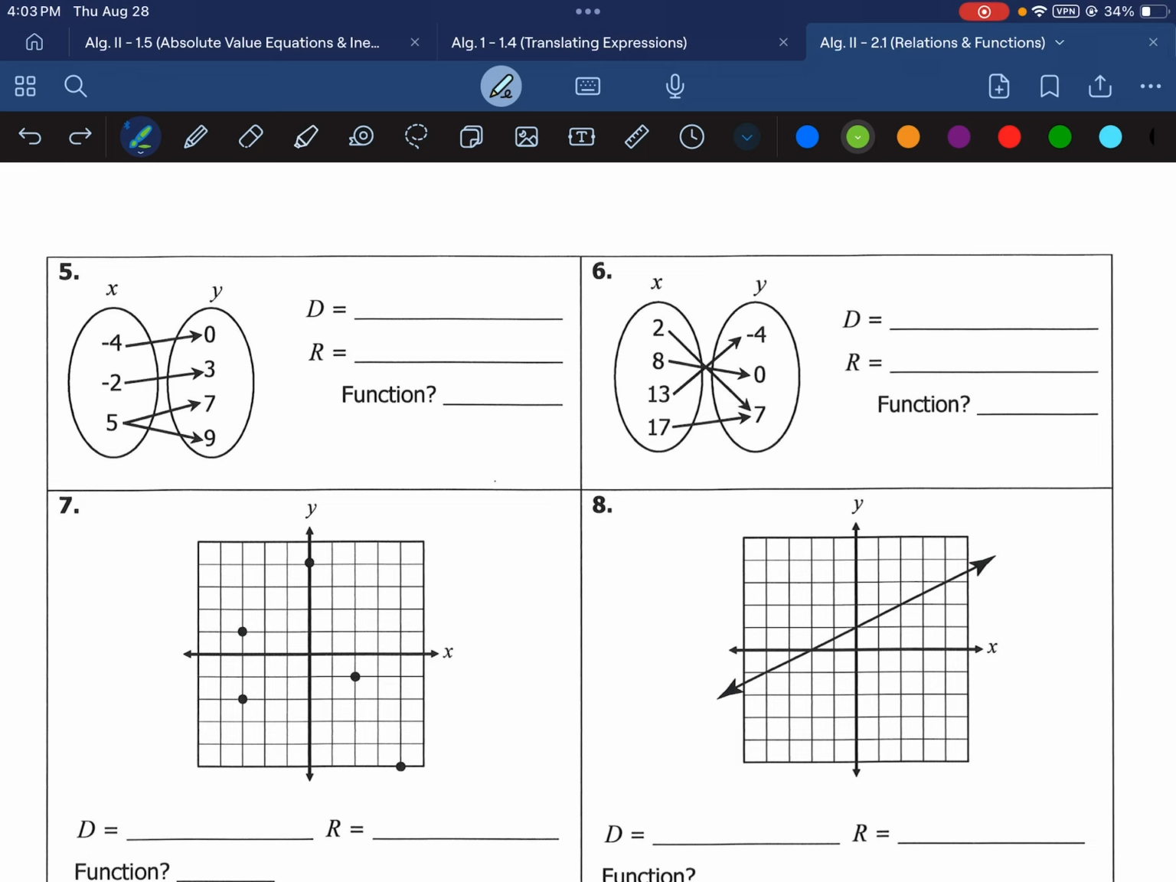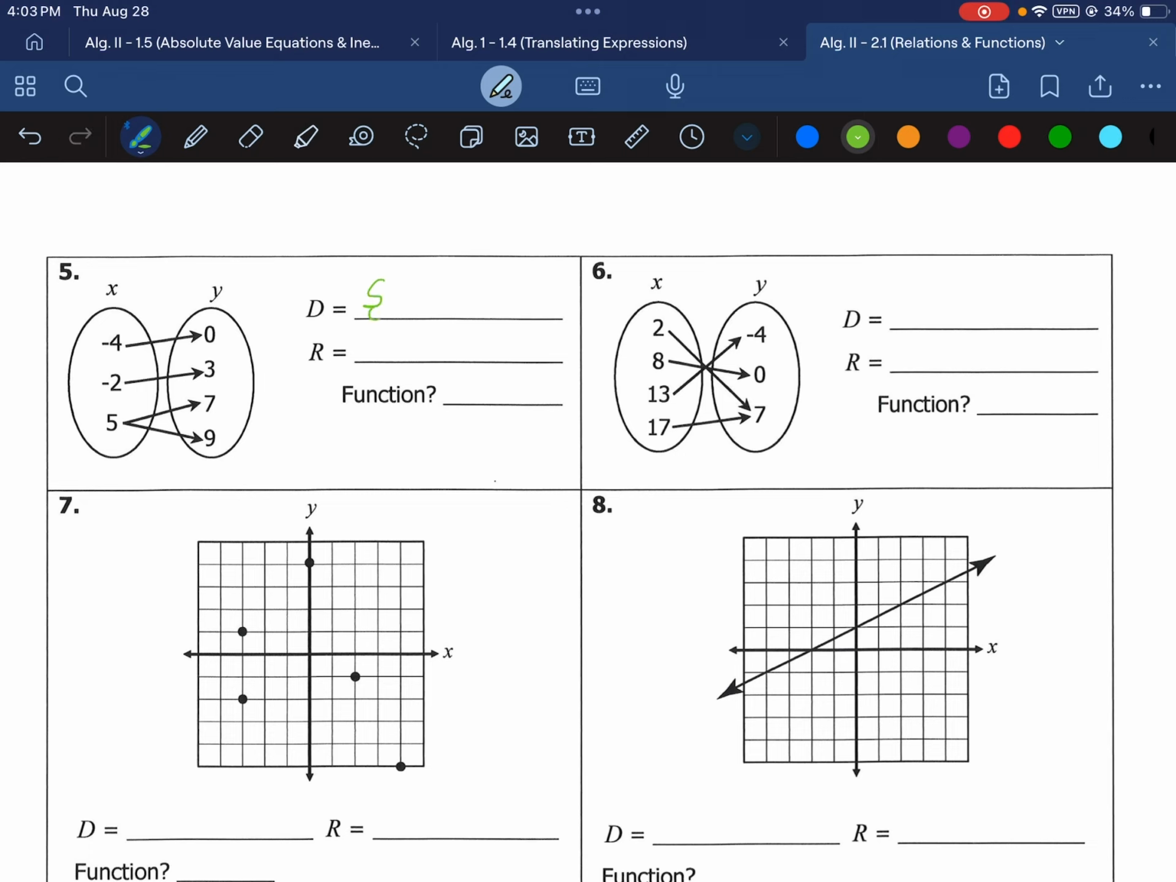So how you know what goes to what is through these arrows. -4, 0 is an ordered pair. -2, 3 is an ordered pair. And notice how 5 has 2 arrows. So 5, 7 is one ordered pair, and 5, 9 is a second ordered pair.